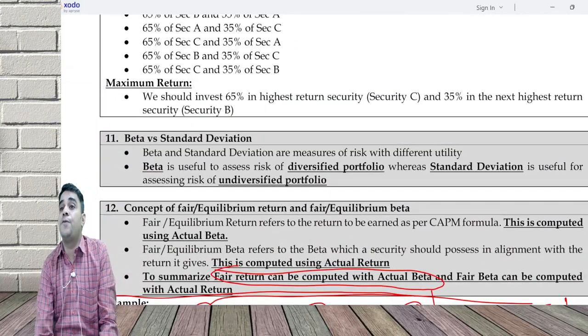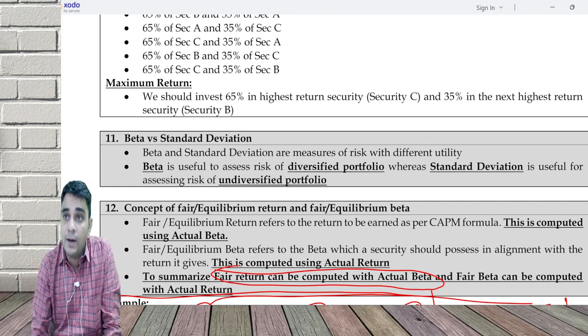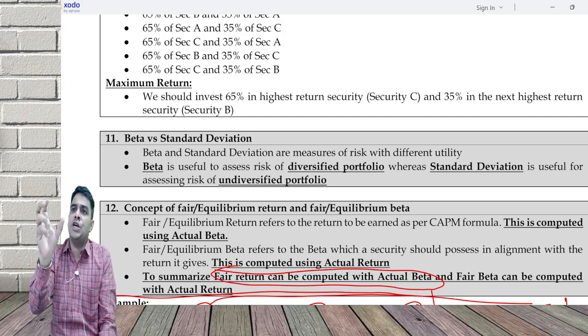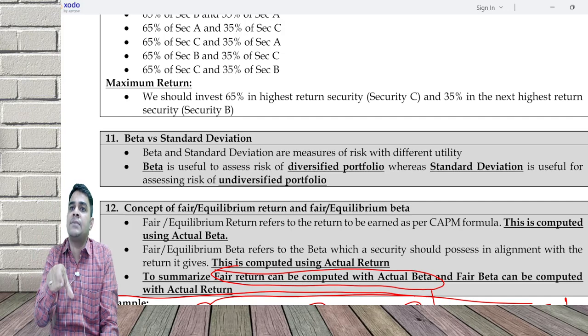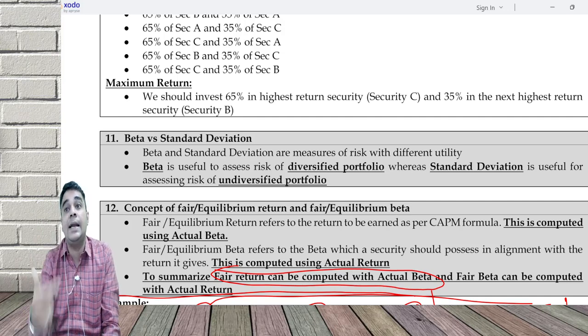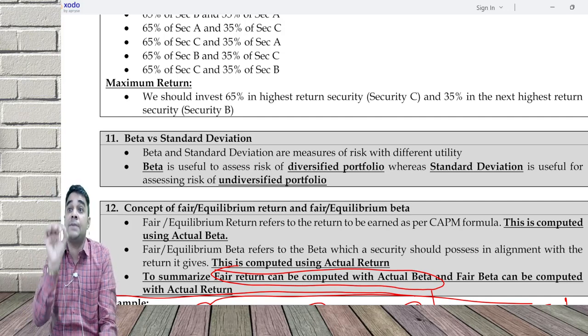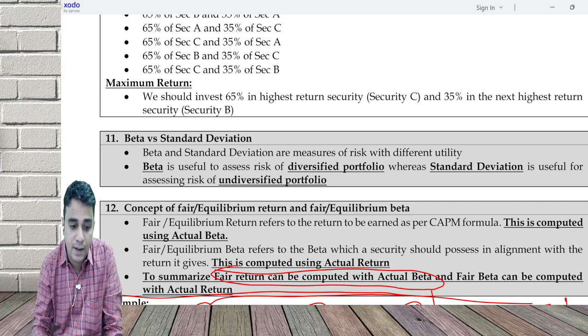Beta is a measure for your diversified portfolio. Standard deviation is a measure for undiversified portfolio. Both are measures of risk. From standard deviation, if you eliminate unsystematic risk, you get systematic risk, which is beta. Beta is a measure of non-diversifiable risk.